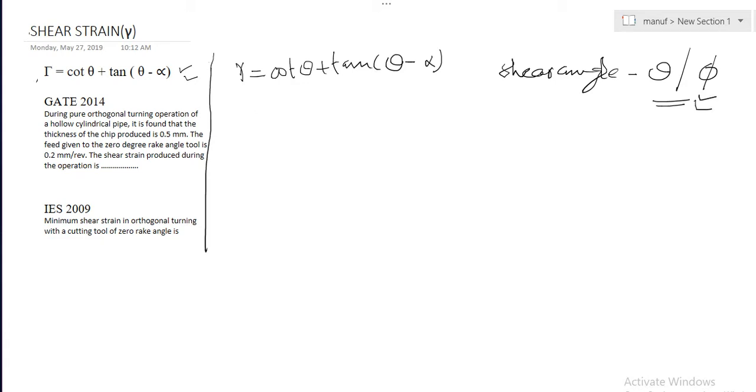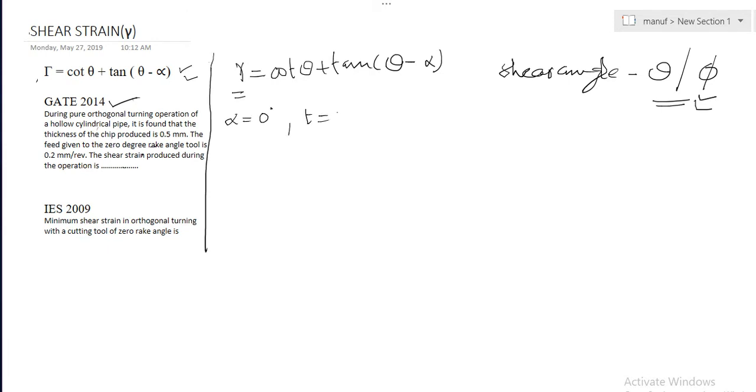So I can say this first question is from 2014. During pure orthogonal turning operation of a hollow cylindrical pipe, it is found that the thickness of chip produced is 0.5 mm. The feed given to the 0 degree rake angle tool is 0.2 mm per revolution. Find the shear strain produced during the operation. So this is the formula for shear strain. Now in this question, the chip thickness is given, and the uncut chip thickness is also given, and alpha is also given. So 0 degree rake angle, that is alpha equal to 0 degree, and T equal to 0.2.